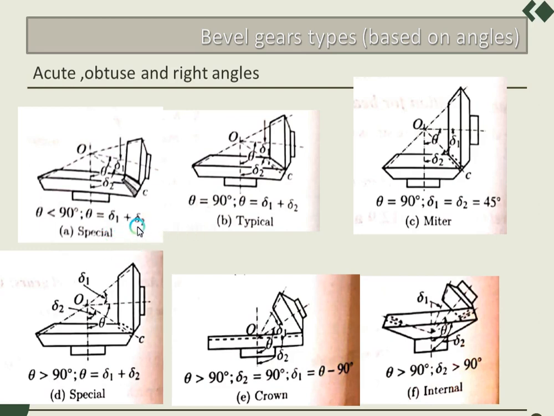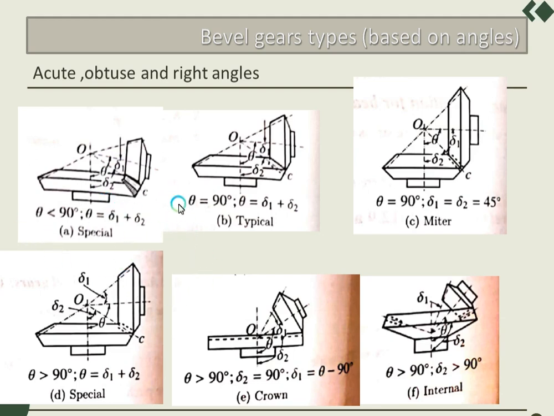Here, as you can see, this figure shows where theta is the angle that is less than 90 degrees, and delta 1 and delta 2 are the pitch angles, which will be discussed in a later session.